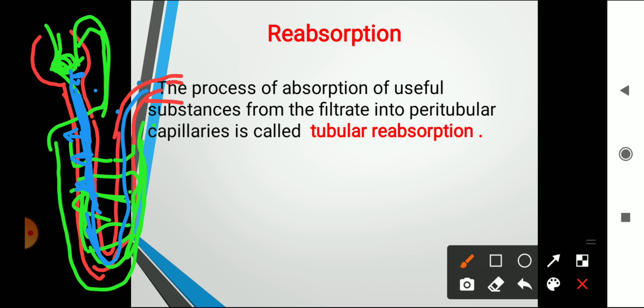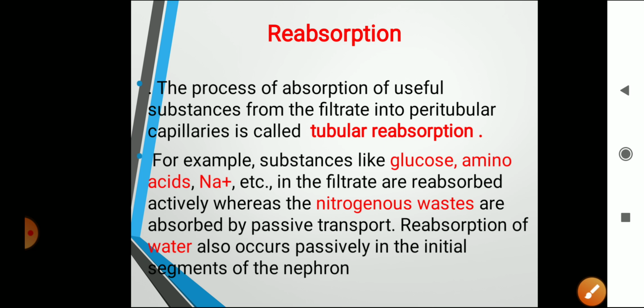From the glomerular filtrate, useful substances will be absorbed into the peritubular capillaries. This process is called tubular reabsorption. The process of absorption of useful substances from the filtrate into the peritubular capillaries is called tubular reabsorption. For example, substances like glucose, amino acids, sodium ions, etc. in the filtrate are reabsorbed actively, whereas nitrogenous wastes are absorbed by passive transport.